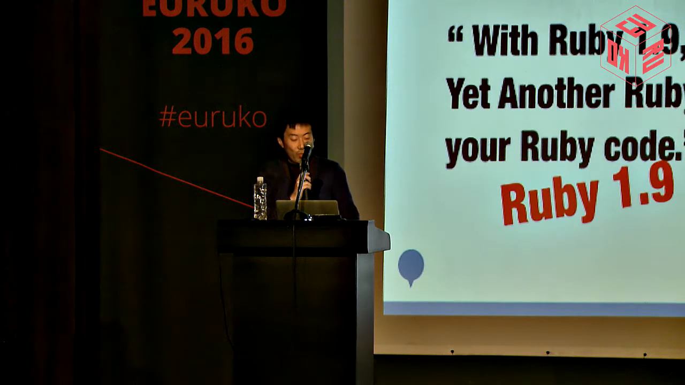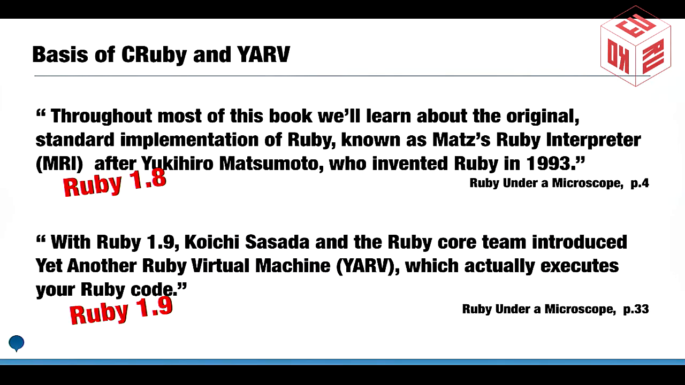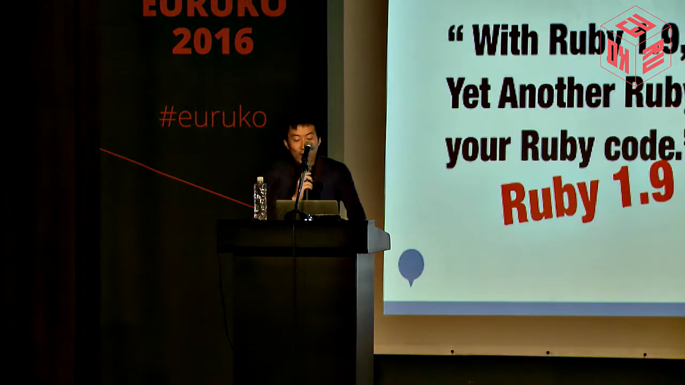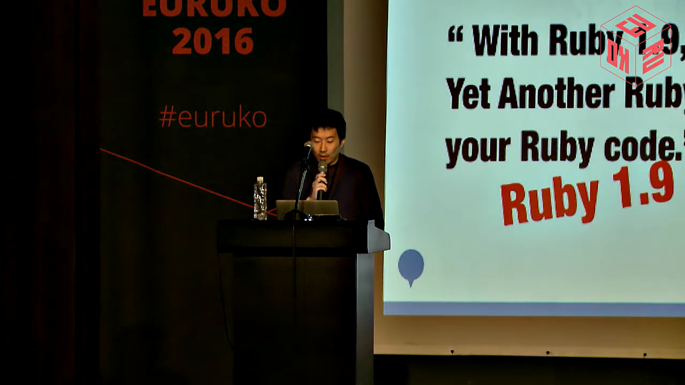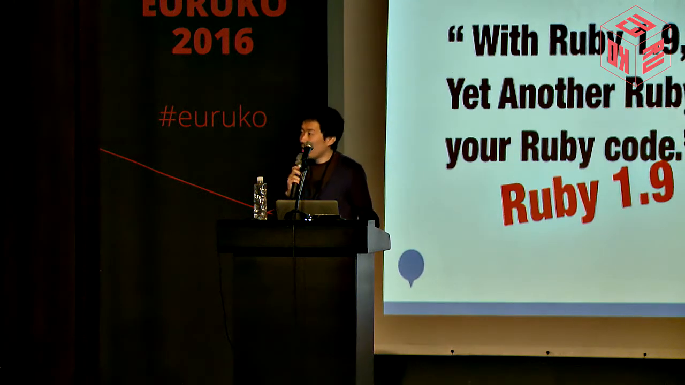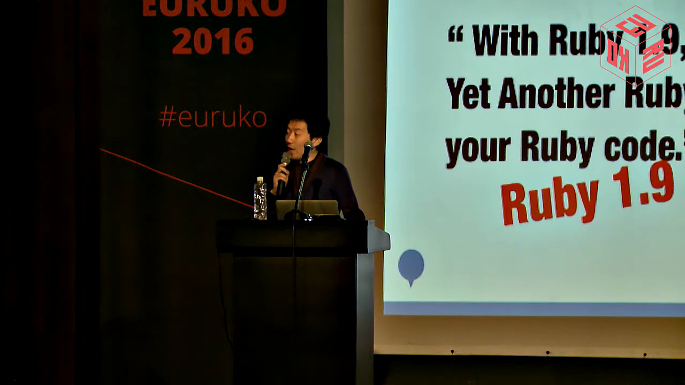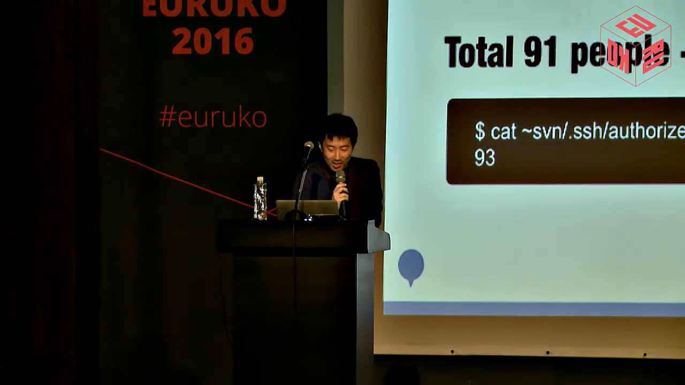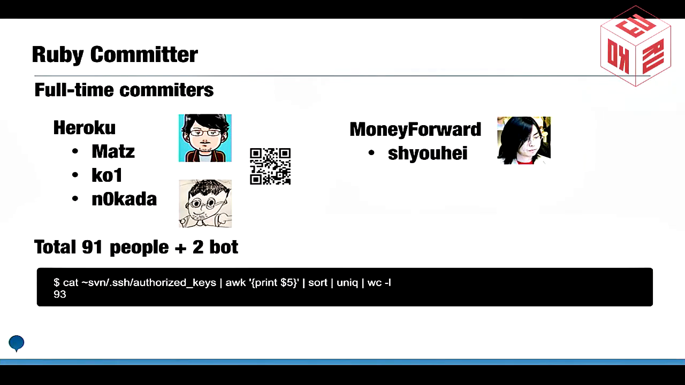Ruby has a difference between 1.8 and 1.9. Matz made Ruby 1.8. However, the VM, the virtual machine, in Ruby 1.9 or later was made by Koichi Sasada-san. The current stable version, Ruby 2.3, uses the same VM as Ruby 1.9. So Matz is a lost now. So I introduce the people of the Ruby core team.